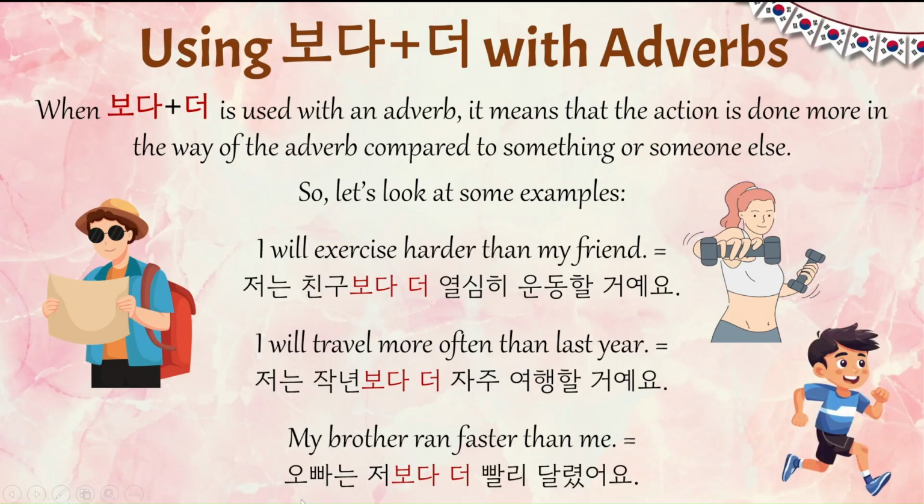Next. My brother ran faster than me. 오빠는 저보다 더 빨리 달렸어요. My brother, 오빠. To run, 달리다. Past tense, 달렸어요. To run fast, 빨리 달렸어요. Ran faster than me. So you are comparing your brother with yourself. So it is 저보다 더 빨리 달렸어요.